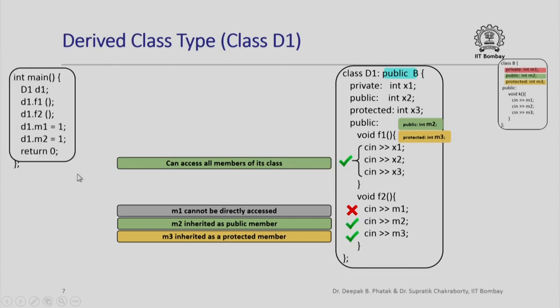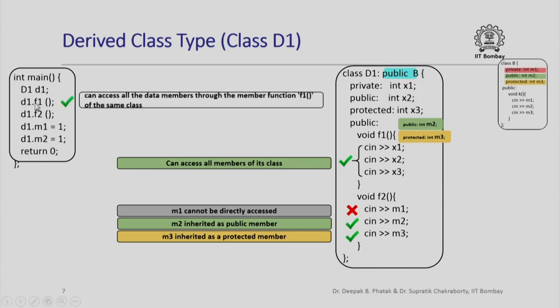And here is a little main function which declares an object D1 of type capital D1, and then it tries to invoke the two public member functions of the object D1, and it also tries to access some data members of the object D1. Now we will just see which one of these will be allowed by the compiler and which one will not be.